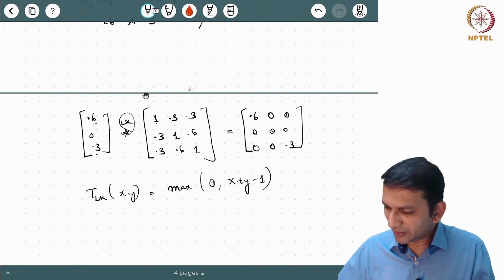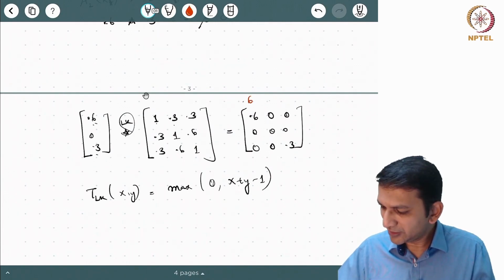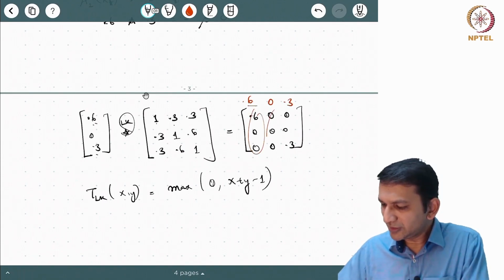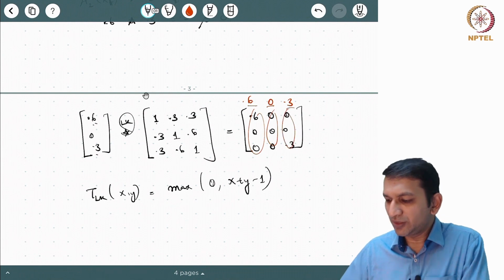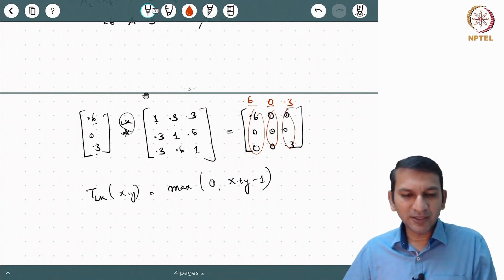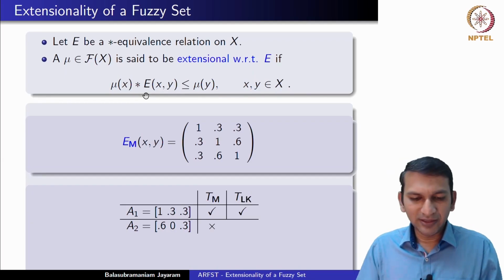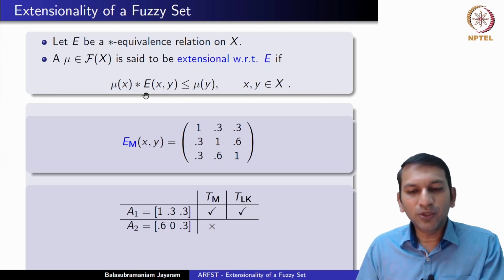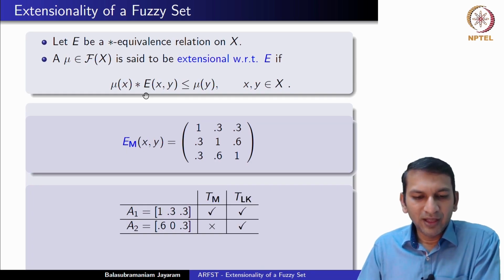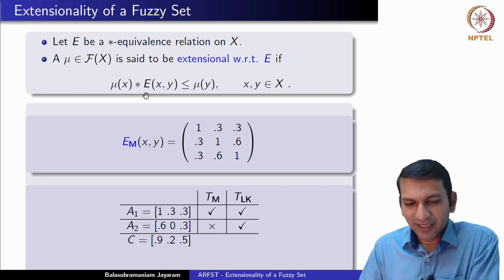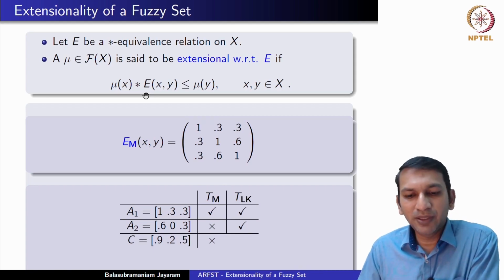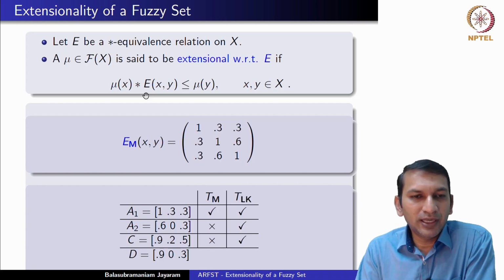If we write out the corresponding A2 here, 0.6, 0, 0.3, we see that this is dominated by 0.6, this is dominated by 0, this is dominated by 0.3, which means this fuzzy set is in fact extensional with respect to EM and the Lukasiewicz t-norm. Now, if you consider this fuzzy set, it can be easily verified that it is not extensional with respect to EM and min. However, it is extensional with respect to EM and TLK.